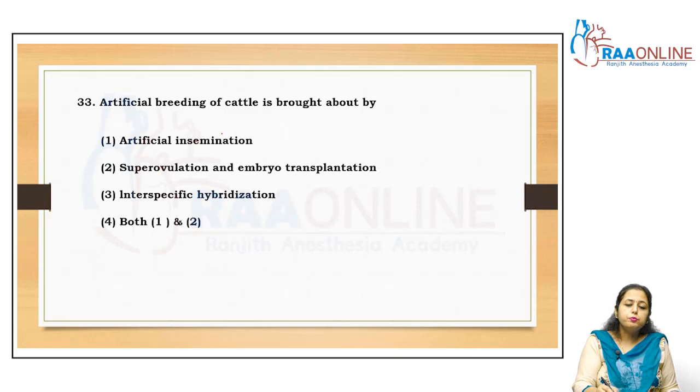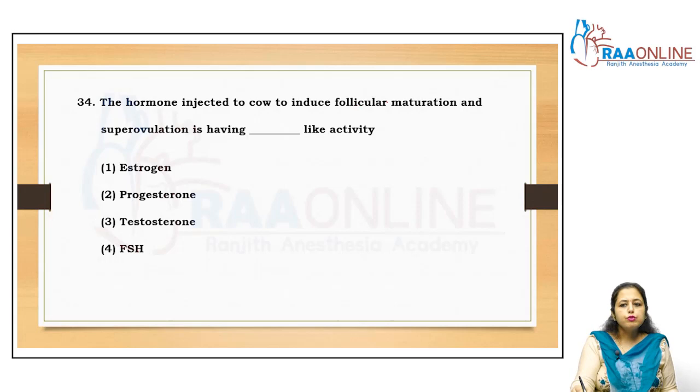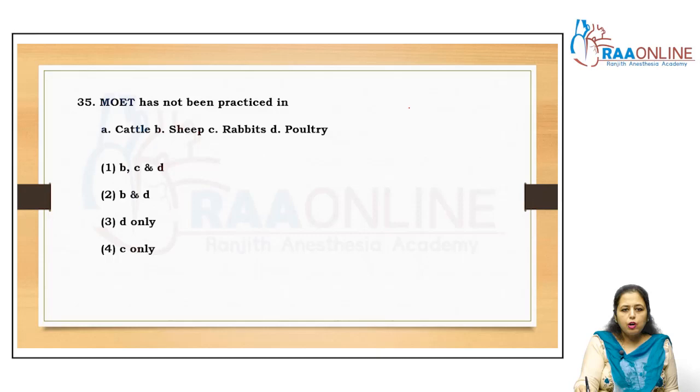Artificial breeding of cattle is related with artificial insemination as well as superovulation and embryo transfer, right? Interspecific hybridization, no. So both A and B, so the answer is 4. Come to the next question. The hormone injected to cow to induce follicular maturation and superovulation has FSH-like activity, that is follicle stimulating hormone. So the answer is FSH-34. We already discussed all these things in previous questions, so the answer is D.